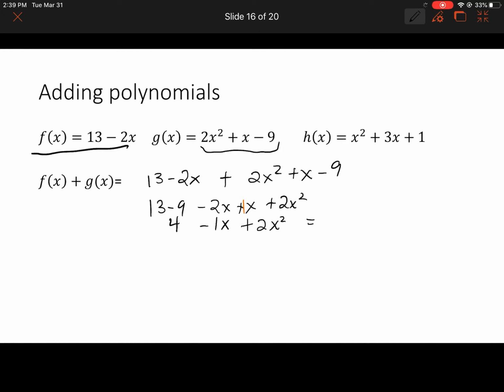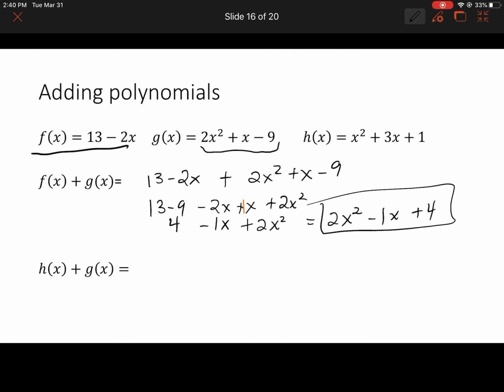You can also put them in standard form, I mean. Standard form means that you're going to be writing down the highest exponent first, 2x squared. And then you write down the next highest exponent, which would be minus 1x. And then you write down the constant finally. So that's a positive 4, so I'm going to do plus 4. If it was a negative 4, I would write down minus 4. And that's your added polynomial.